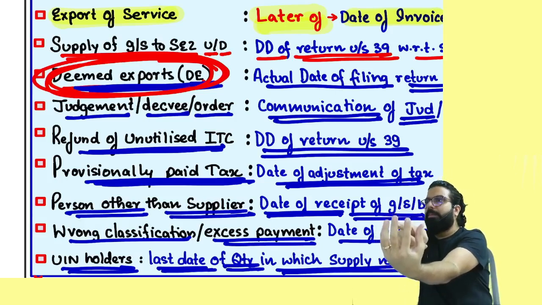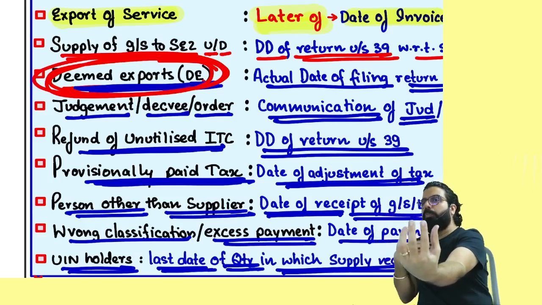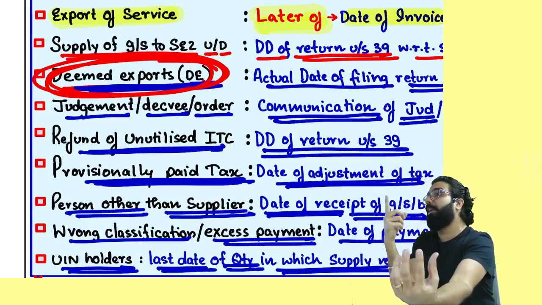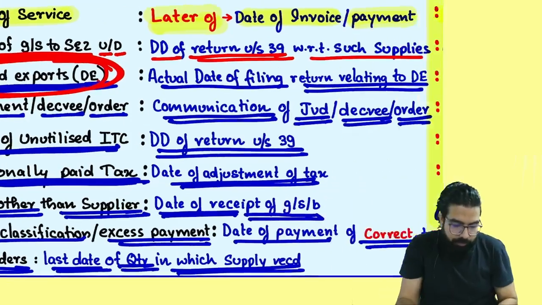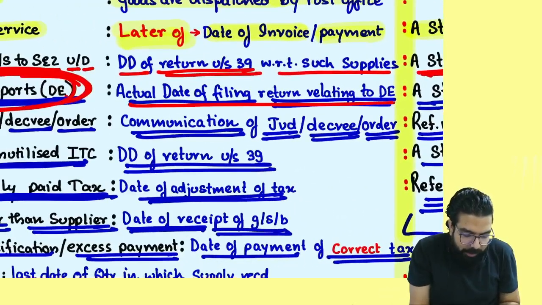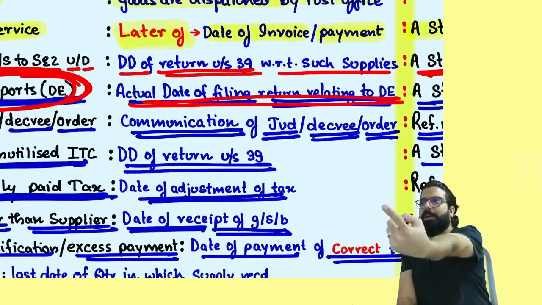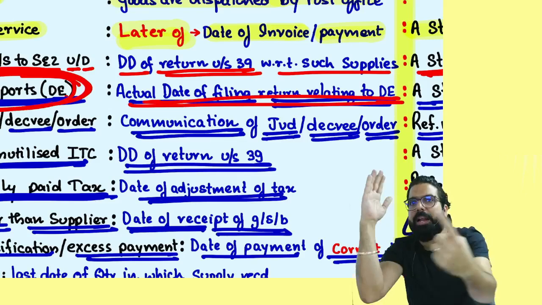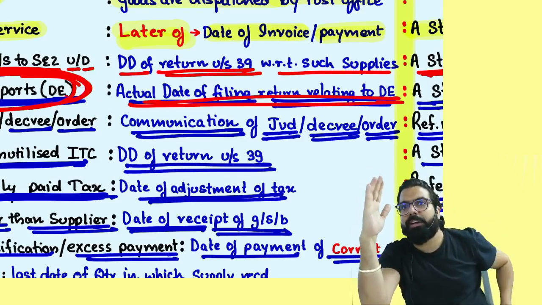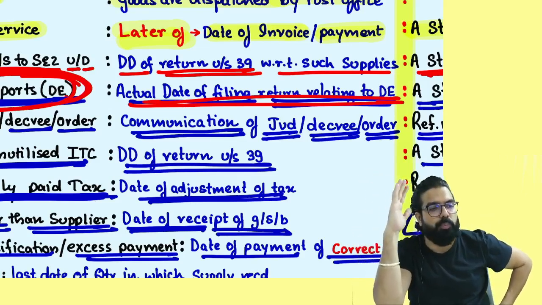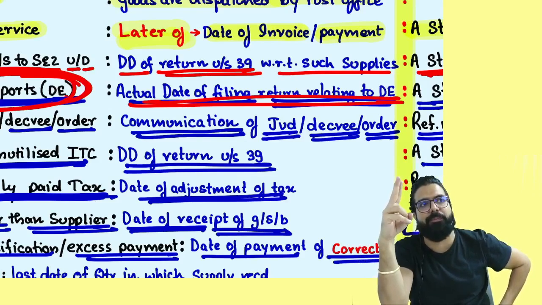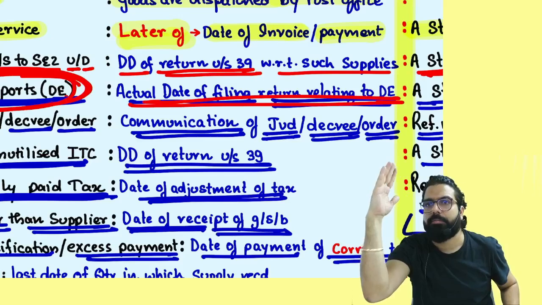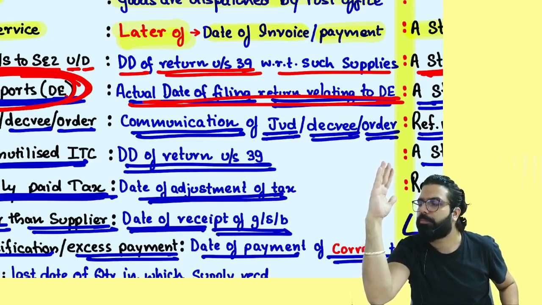I will not charge him the GST. I should pay the GST from my pocket and claim a refund. What is the relevant date? The actual date of filing the return relating to that supply. Okay? If I am the supplier and I am claiming a refund, what is the due date? Within 2 years I should claim a refund? The actual date of filing the return. Correct, everyone? Okay.